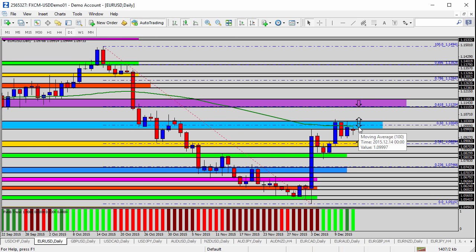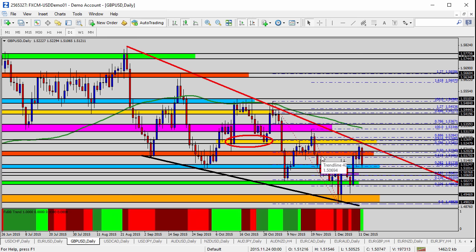So if you're looking to go short in anticipation of the U.S. interest rate change, then this is the spot to do it, expecting it to begin falling back down from here. If you're looking to go long and expect that the market will have an opposite reaction, then of course above 1.1, we look for it to go back up again.